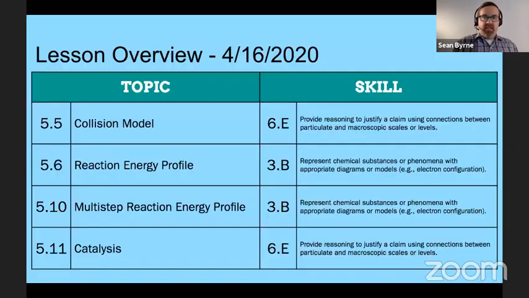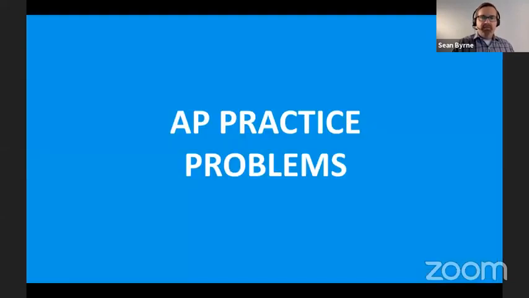So that's the end of our lesson for today. A lot of theory here, and I hope it was helpful for you, where we looked at the collision model. I would really encourage you to go back and review that, because it has a lot of applications in multiple different areas. We got into some specifics about catalysts. Those reaction energy profiles are pretty straightforward, but you may want to practice a couple more of those before looking at your homework for tonight.